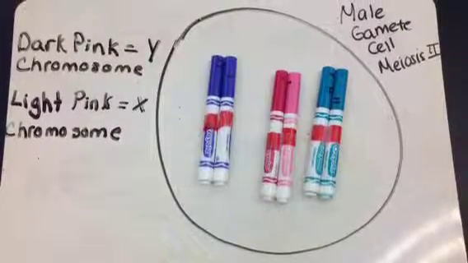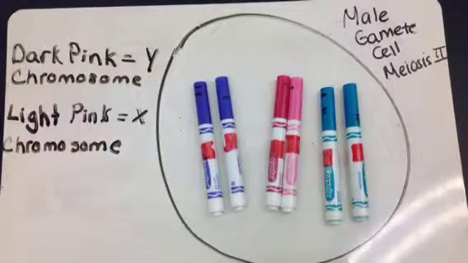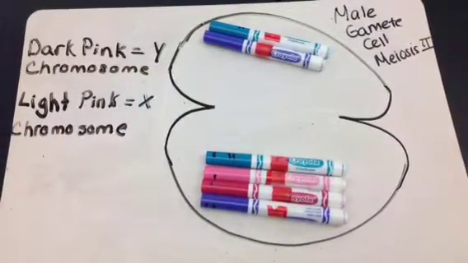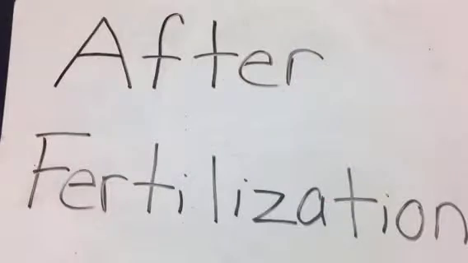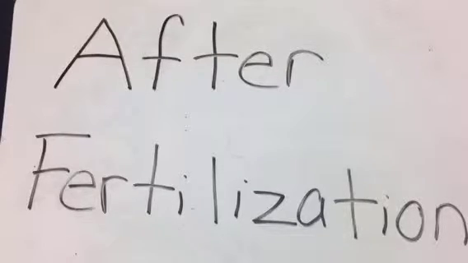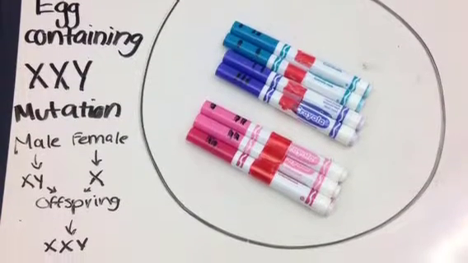During anaphase in Meiosis 2, the sex chromosomes don't separate while the rest of the chromosomes do. After fertilization, the male's XY chromosome combines with the female's X chromosome to form an offspring with an XXY chromosome.